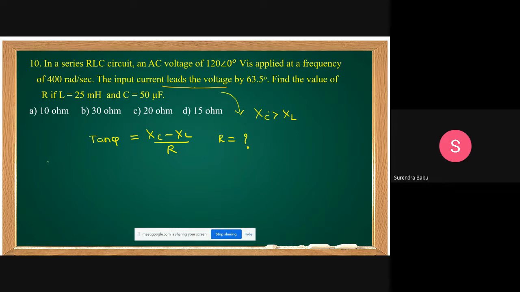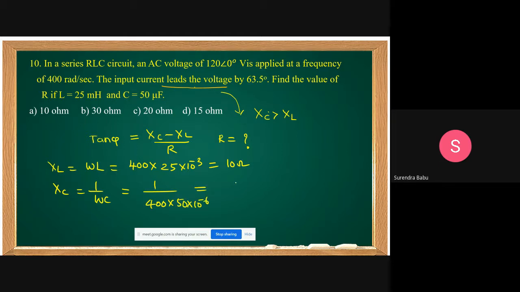I want to find XL. What is XL, students? Omega L. Omega is 400 radians per second, L is 25 millihenry. How much XL can we get? 10 ohms. Is it correct? What is XC, students? XC equals 1 by omega C. Omega is 400 and C is 50 microfarads, 50 into 10 power minus 6. How much do you get? I think you can get 50 ohms.